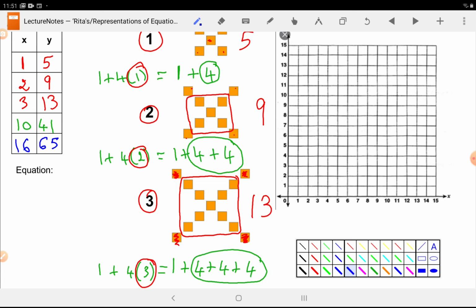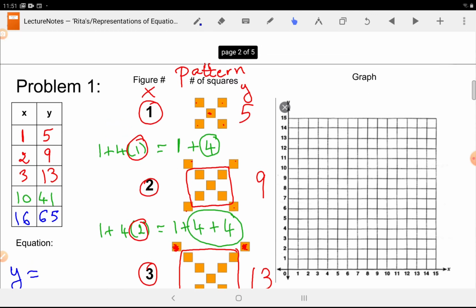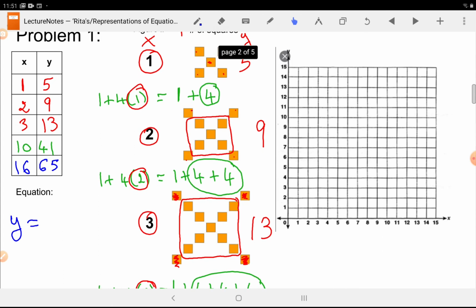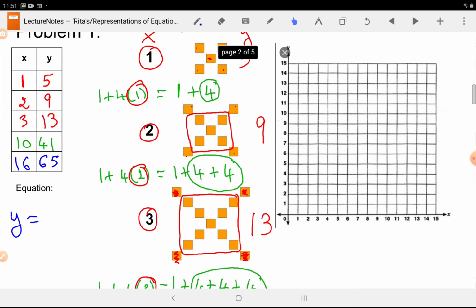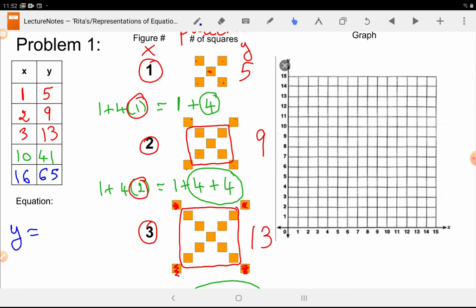Okay, so here we go. My equation is going to look like y equals, so y is, again, the number of squares in the pattern. So the number of squares in the pattern will always depend on x, which is a whole other conversation. We will talk about dependent, independent again for you guys to review. Sorry. So y is the number of squares in the pattern based on which figure it is in the pattern.